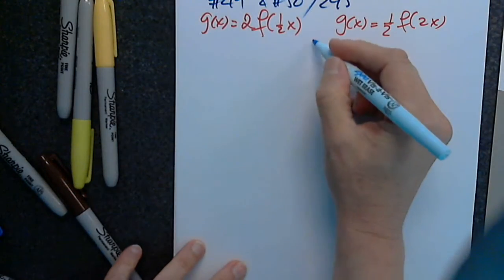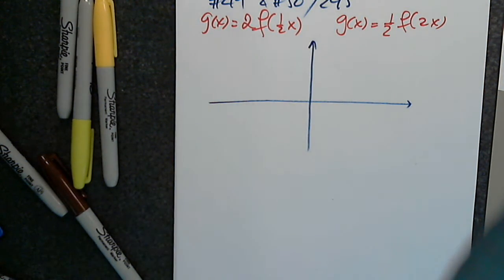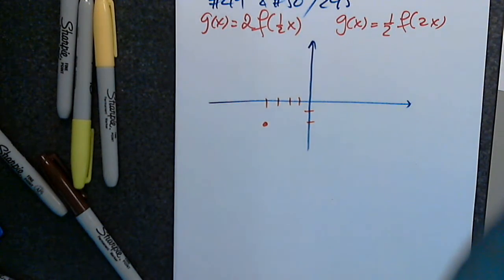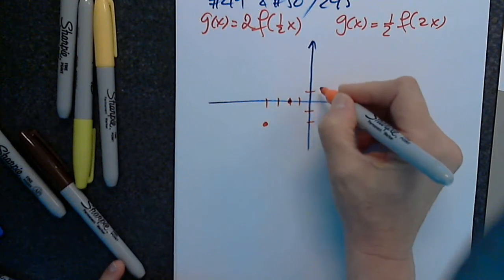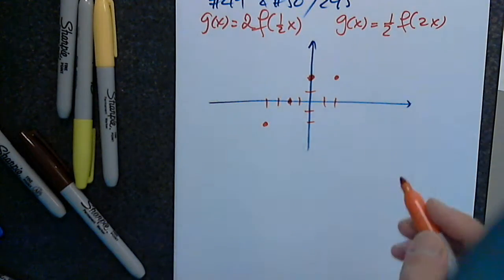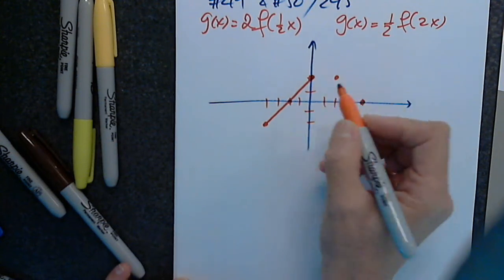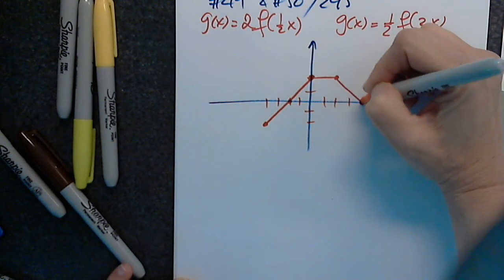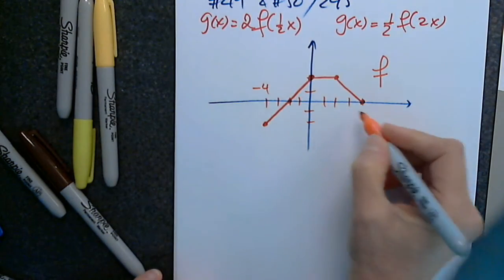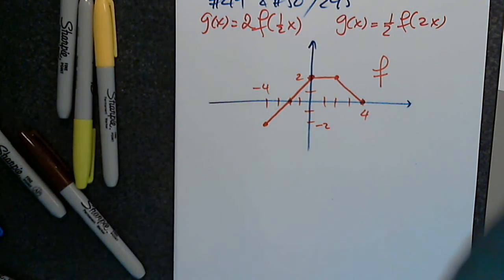So let's copy the graph. It's not a difficult situation. I'll give you the points. -4, -2. 1, 2, 3, 4, 1, 2. -2, 0. 0, 2. 2, 2. And 4, 0. So here's the graph. We're not given the expression. We're only given the graph f. So this is -4, this is 4, 2, -2, and so on and so forth.